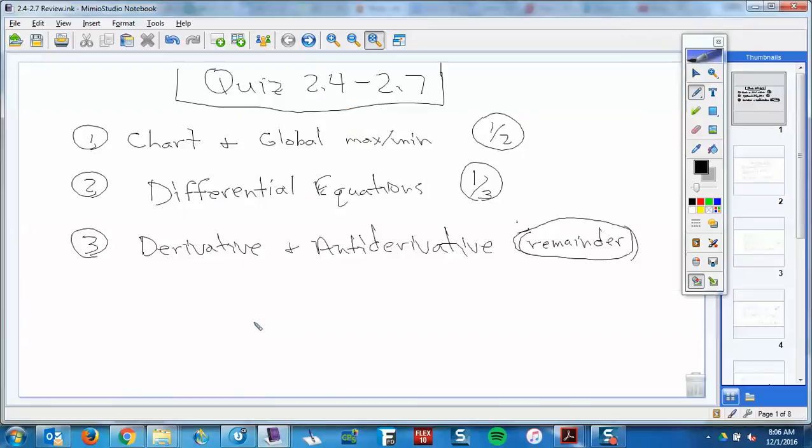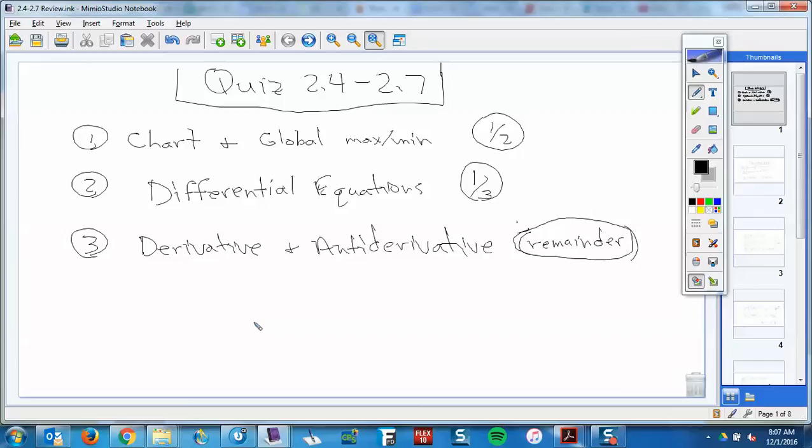So since we've covered, or at least introduced, all of the different things that are in these sections, we can talk about them here. I would say half the quiz, half the points, are probably chart, global max, min kinds of stuff. There are a lot of points in each one of those problems. Those are really important ideas that we have here.